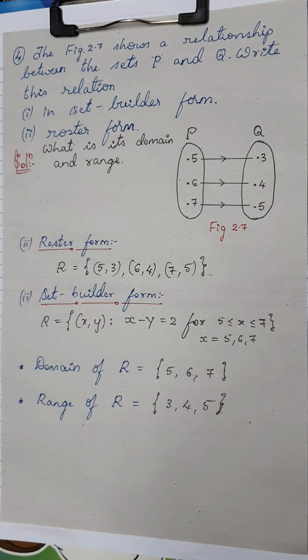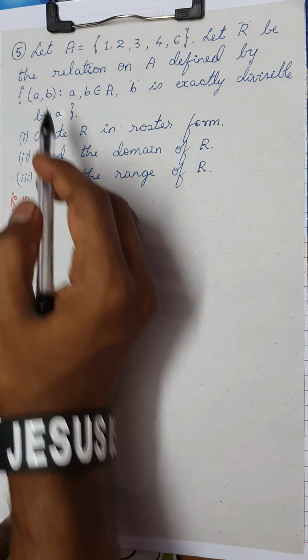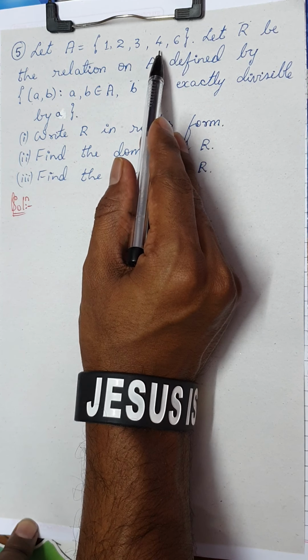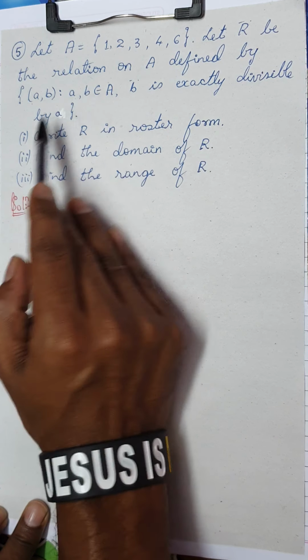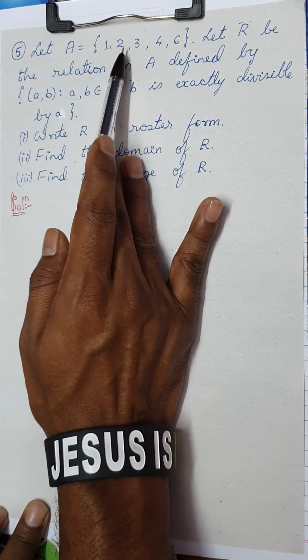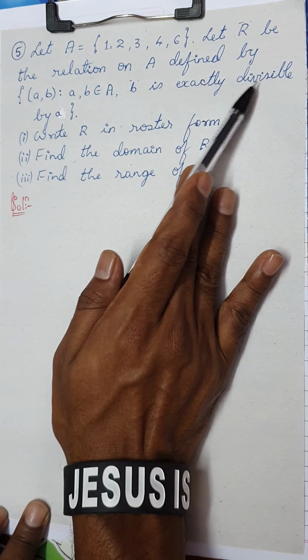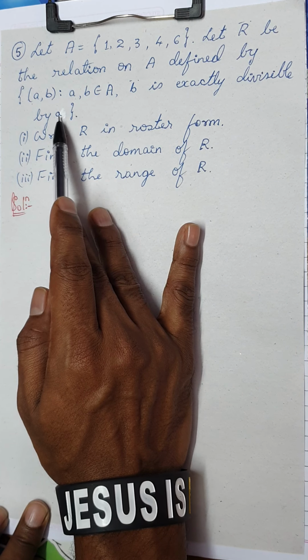We shall move on to the fifth one. So moving on to question number 5. There is a set A given, which is 1, 2, 3, 4 and 6. 5 is not there, carefully. Now let R be a relation on A defined by all (a, b) such that a and b belong to the same set A, and b is exactly divisible by a. You should be very careful: b is exactly divisible by a.